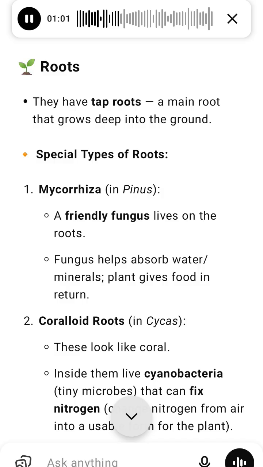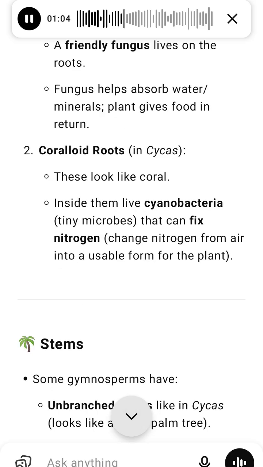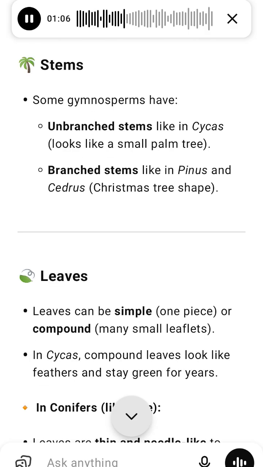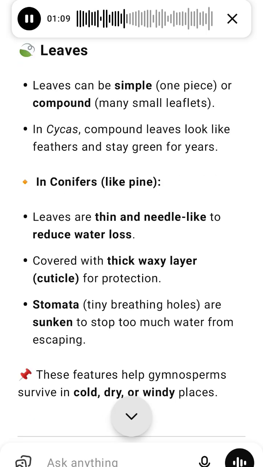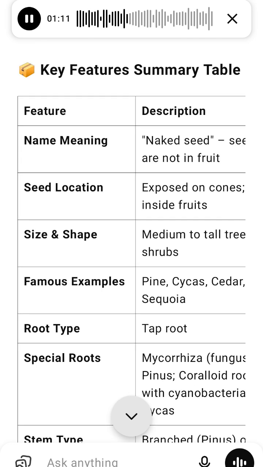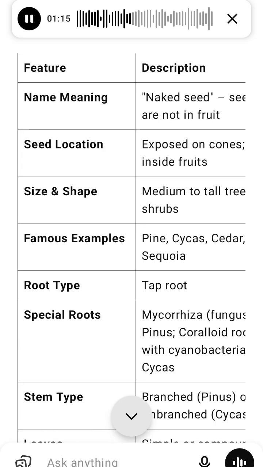Key features summary. Table. Feature, description. Name meaning: naked seed, seeds are not in fruit. Seed location: exposed on cones, not inside fruits. Size and shape: medium trees to shrubs. Famous examples: pine, Cycas, cedar, Sequoia. Root type: special roots. Mycorrhiza fungus in Pinus. Coralloid roots with cyanobacteria in Cycas.